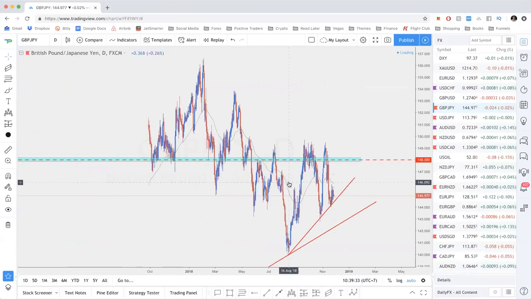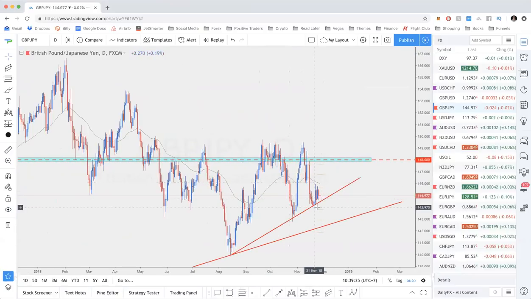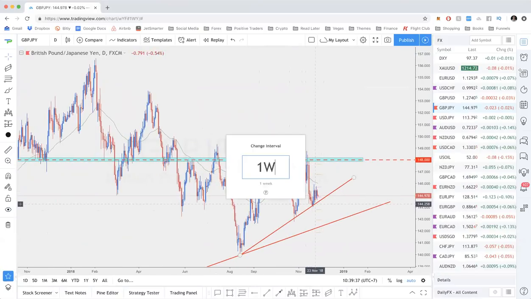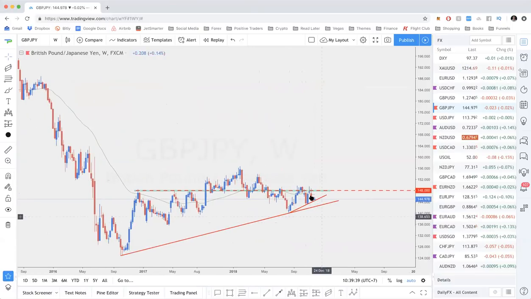We definitely need to break this support first, the support trend line or this zone. We need to break that definitely. But we're going to be definitely looking for some long-term shorts, I think, coming up on pound yen, on yen strength. Okay.